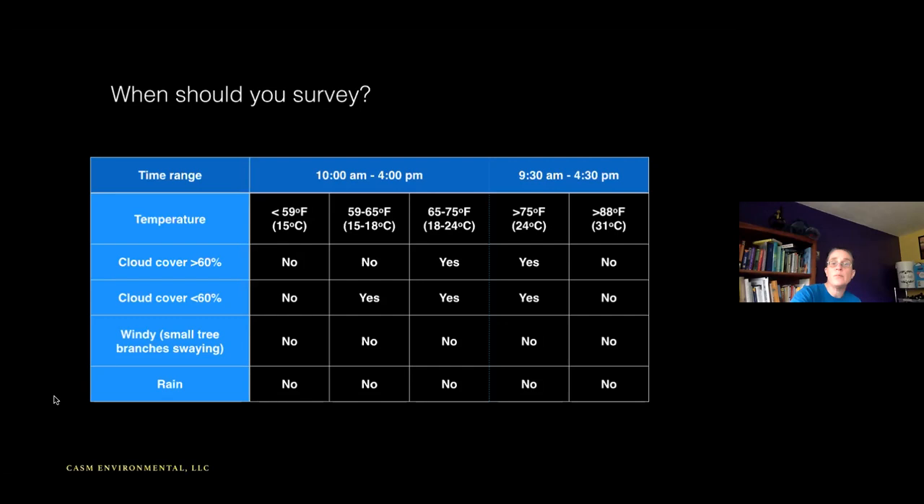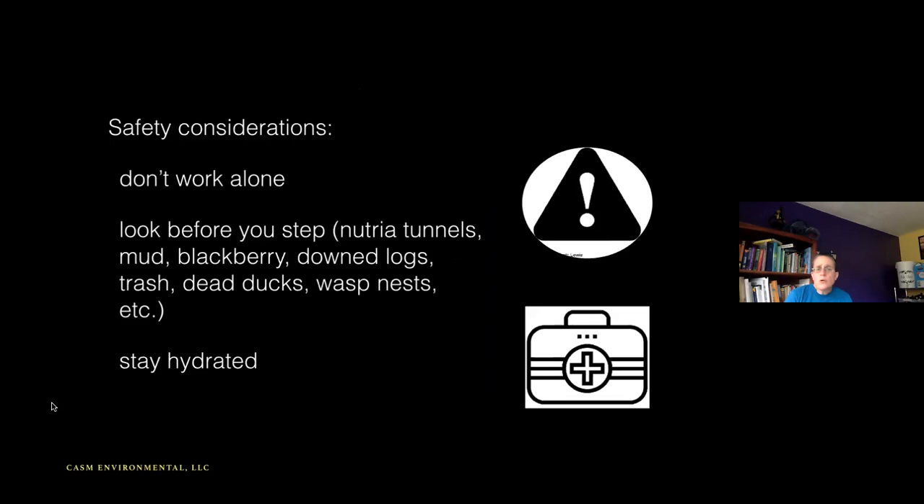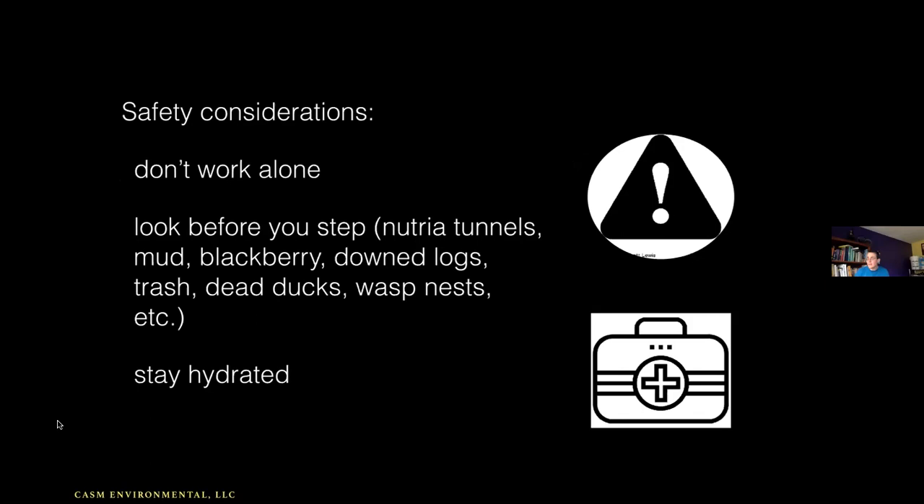You know, just be careful. Don't work alone. Look before you step. There's down logs, there's blackberry, there's teasel. Sometimes there's dead nutria or dead ducks. You don't want to wander into a wasp nest. You know, wear hats, stay hydrated. You're going to be out in the sun, right? So just take the normal precautions you would take if you were out for a day hiking. I prefer wearing long pants, even on a hot day. It protects you against those blackberries, protects you against getting scraped or anything like that.